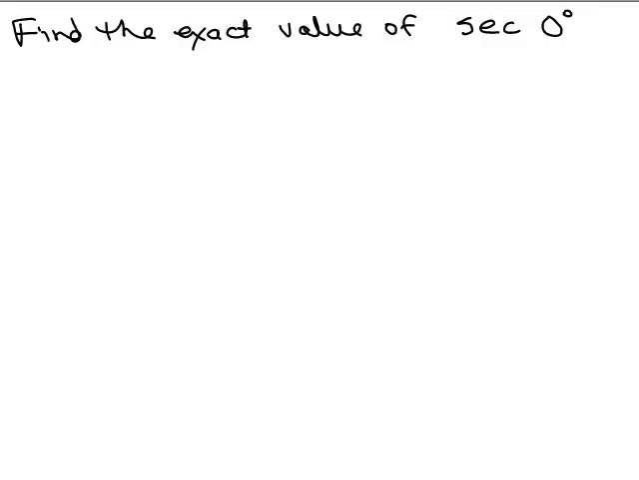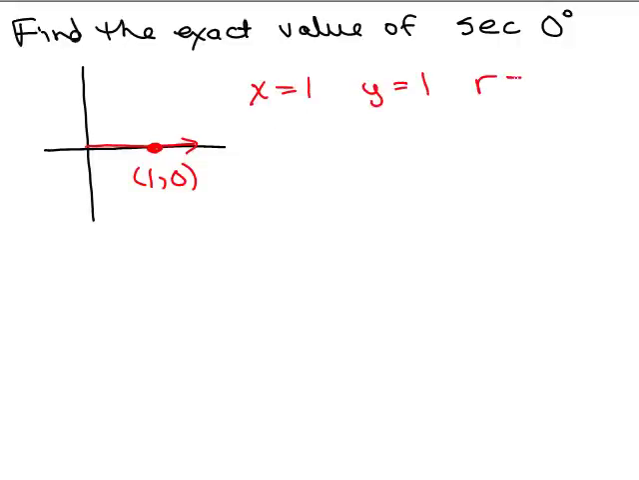Okay, so here's our next problem. Find the exact value of the secant of 0 degrees. All right, so where's 0 degrees? It's just right here, right? And so we pick any point on here. May as well pick (1, 0), so that x equals 1, y equals 0, and r equals 1.